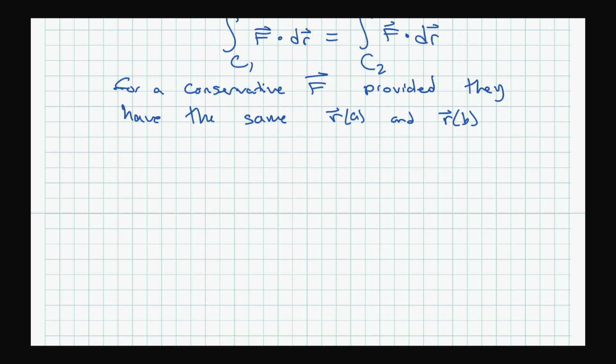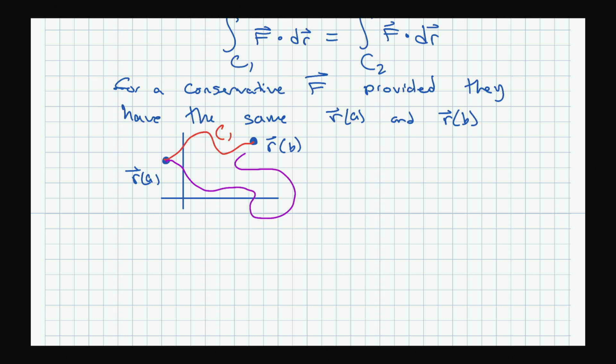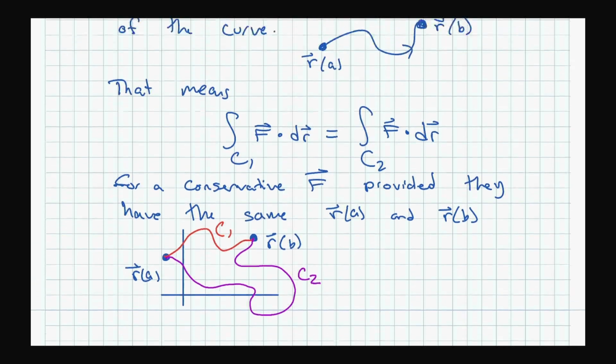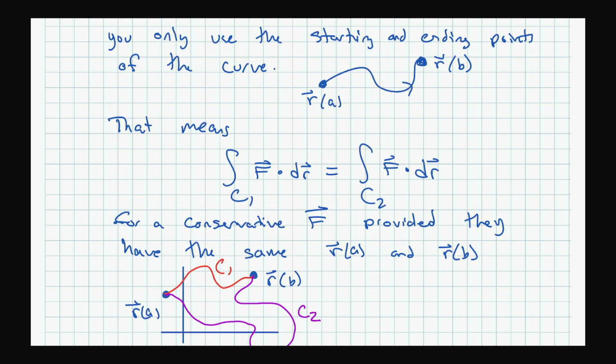Right? So what that means is, if you're looking at the xy plane, or 3 dimensions, it doesn't matter. If you've got a curve like this, so if we have r of b here, and r of a over here, then you could have one curve do this, that could be c1, and you could have another curve do this, that could be c2, and it doesn't matter, the integrals are the same. Because when you apply the fundamental theorem, the only thing you're going to use is the starting point and the ending point, not the rest of the curve.